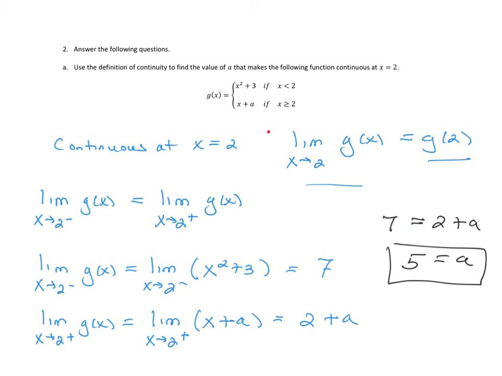So by choosing a equal to 5, the limit from the left is going to be equal to 7. Actually, so is the limit from the right, so this limit exists. Furthermore, the value of g at 2 is equal to 2 plus 5, which is 7. So this statement is true. The limit as x approaches 2 of the function is equal to g of 2.